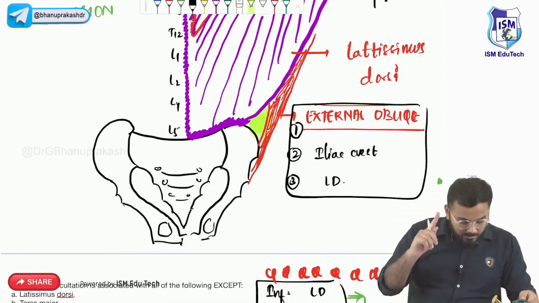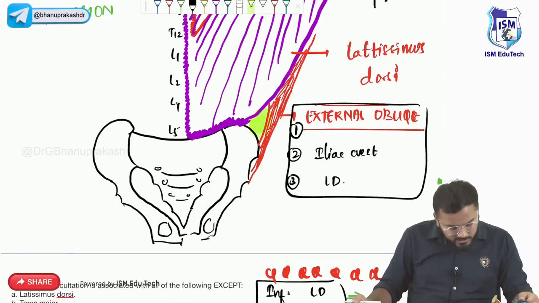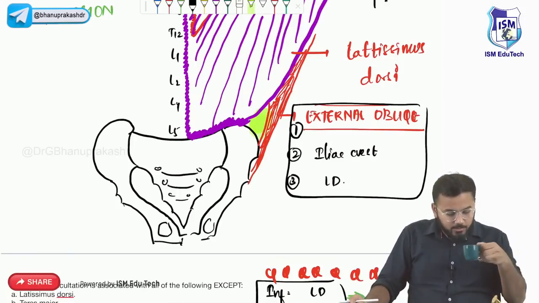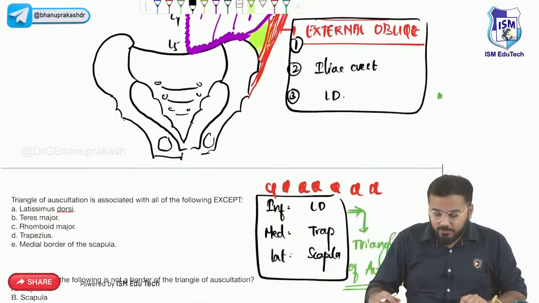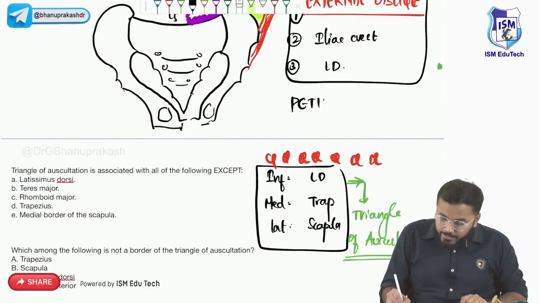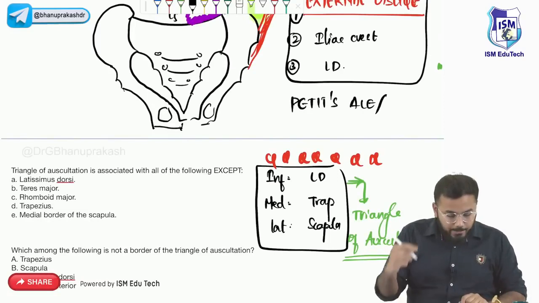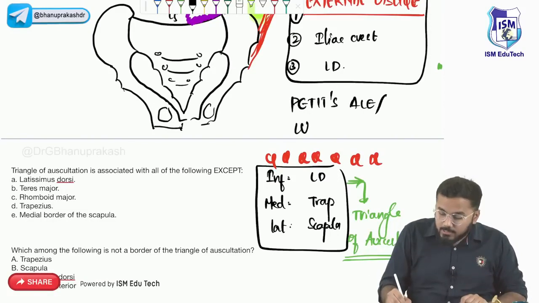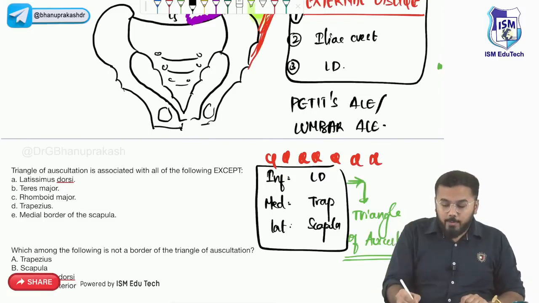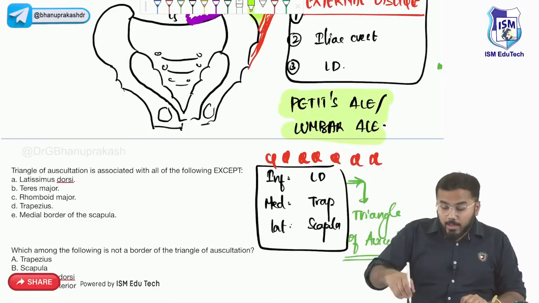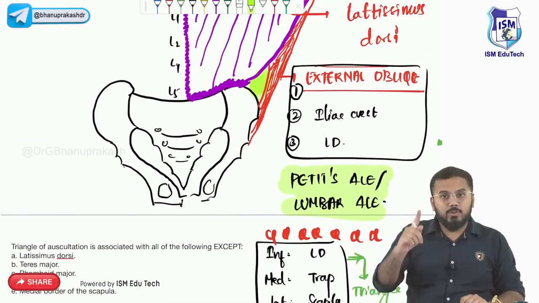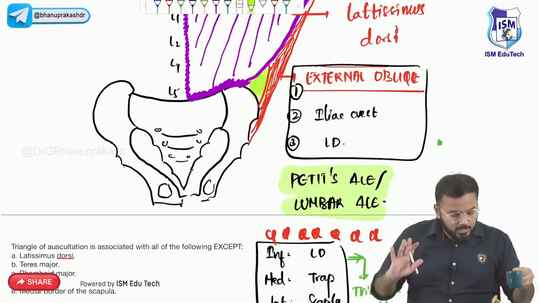Very good, Bruce Wayne. Perfect. Are you all first year students who are answering me? Let me know. Very good, Sanjay Pandey. Sanjay Pandey is telling that this is called Pettit's triangle. Not only Pettit's triangle, it is also called the lumbar triangle. Why? Because all of you might have heard of a term called hernia. There is some hernia called lumbar hernia. Lumbar hernia will happen at this triangle. That is why it is called the lumbar triangle. Are you all clear, guys?